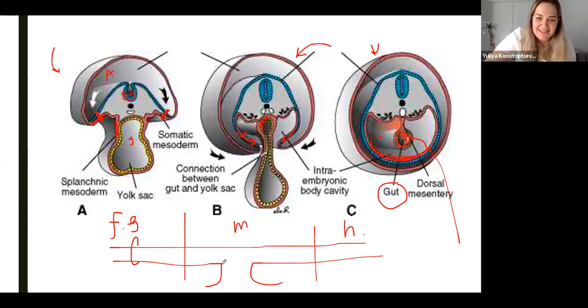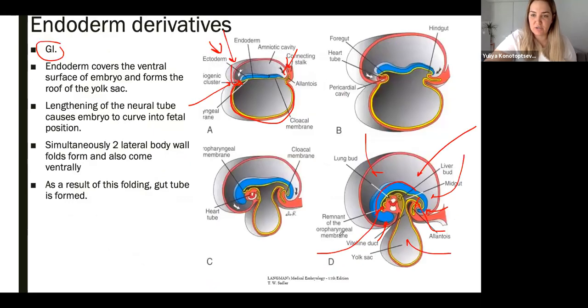Do you see? It has a connection to something. It will look like this. This tube is not a tube. It has a connection to something. To what? The yolk sac. Midgut is the only region that has a connection to the yolk sac. And that connection is called the vitelline duct.